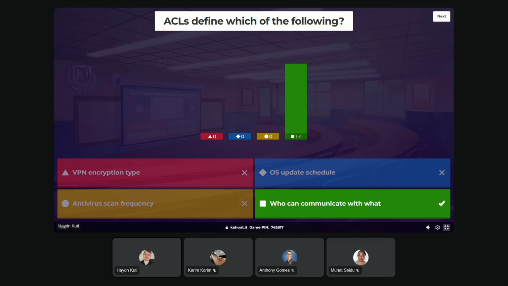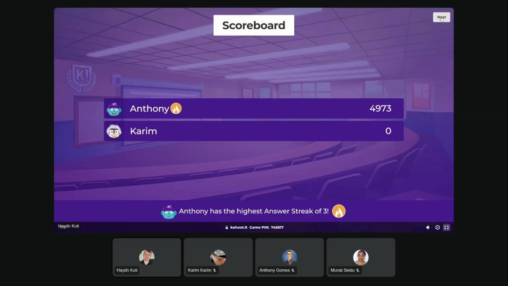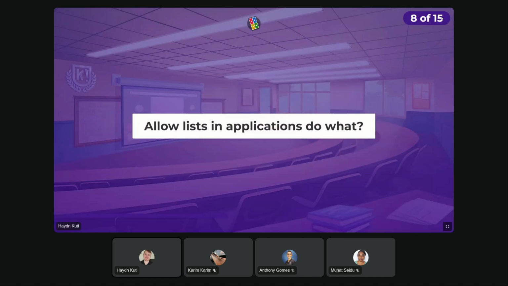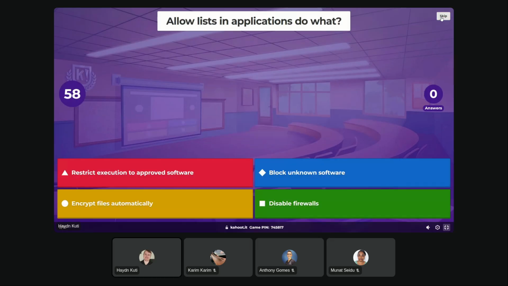It's okay. It happens. I know Kahoot can also be kind of weird, needing the two screens and stuff. I figured that was just a misread there. Allow lists and applications do what? Restrict execution to approved software, block unknown software, encrypt files automatically, or disable firewalls.